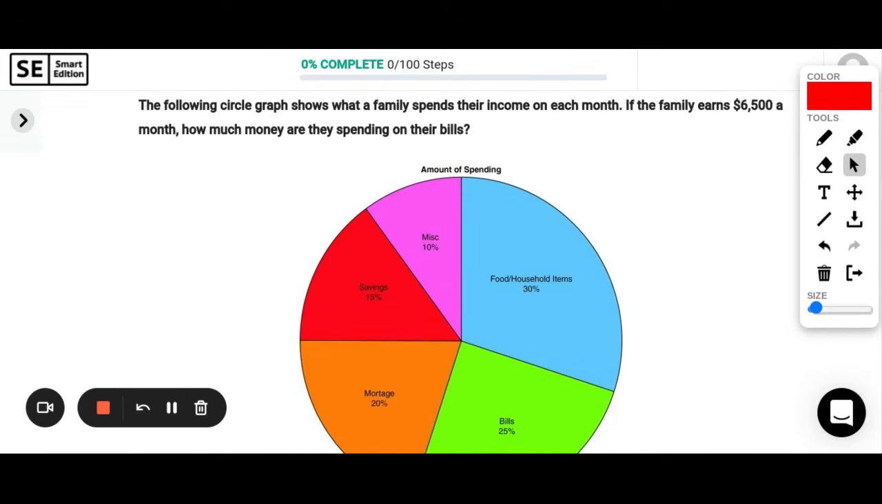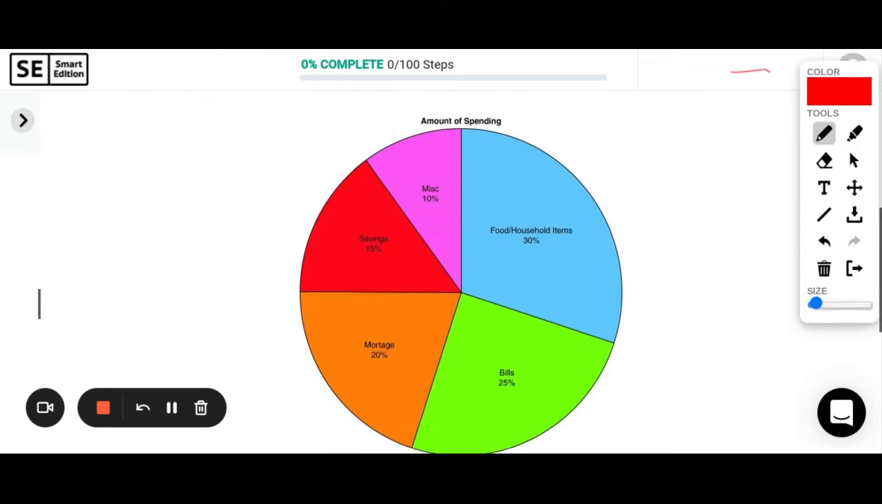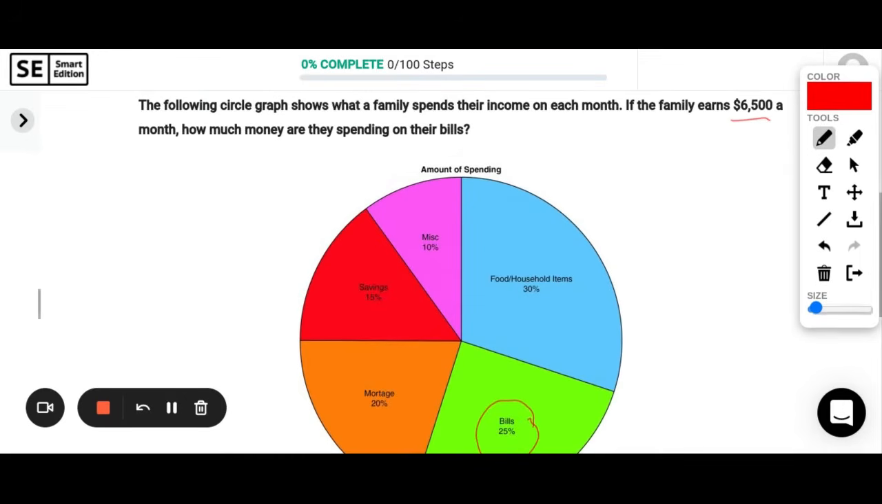All right, the following circle graph shows what a family spends their income on each month. If the family earns $6,500 a month, how much are they spending on their bills? So this whole circle graph represents $6,500 and how it's broken up by what they spend. So we need to find how much they spend on their bills. So their bills represent 25% of their spending.